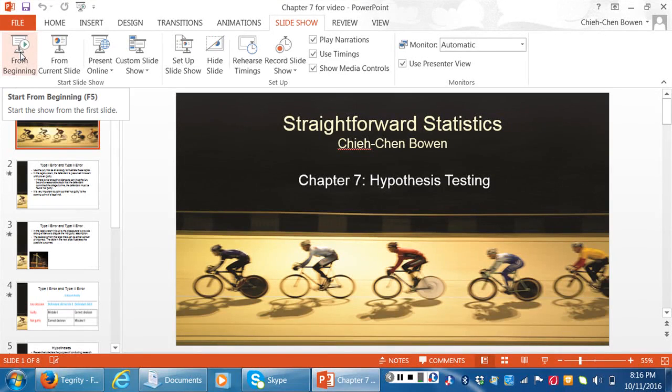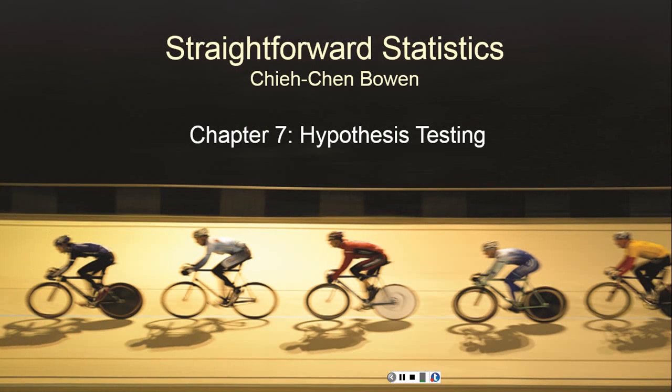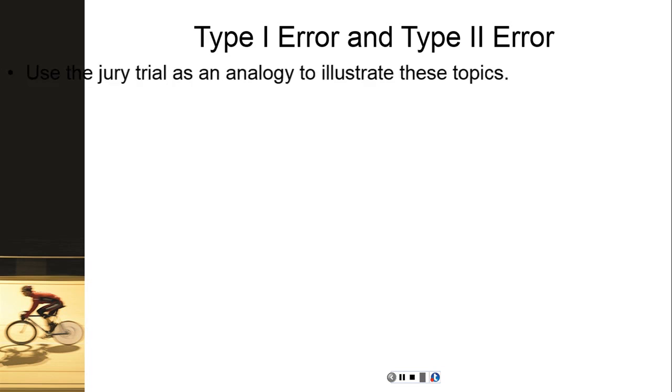Today we are going to talk about Chapter 7 Hypothesis Test in Chieh-Chen Bowen's Straightforward Statistics. In hypothesis test, there are two very important types of mistakes we need to talk about. We need to know exactly how to define them, when we make which kind of mistake, and which mistake is worse.